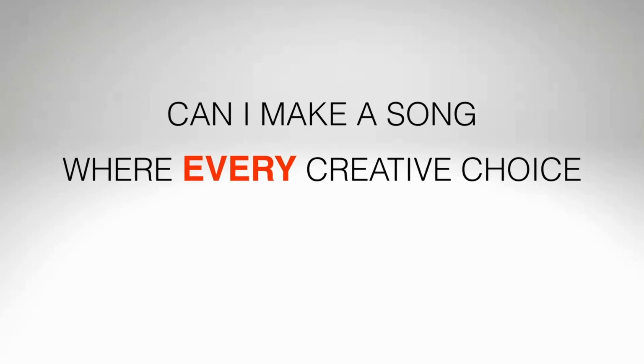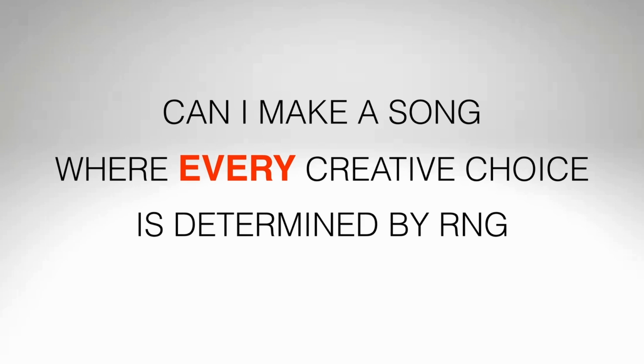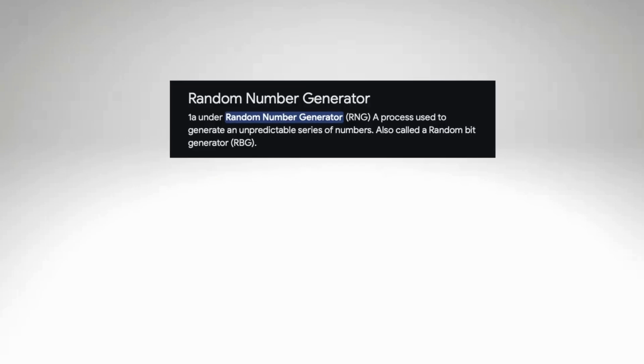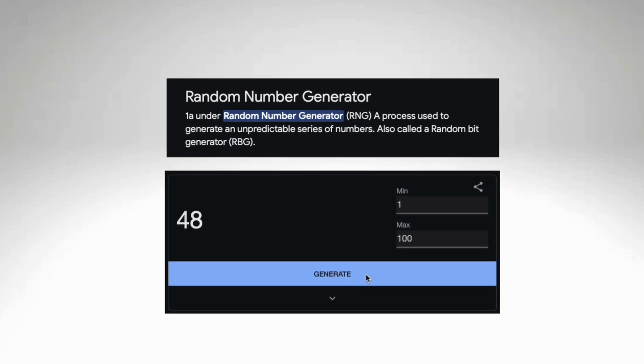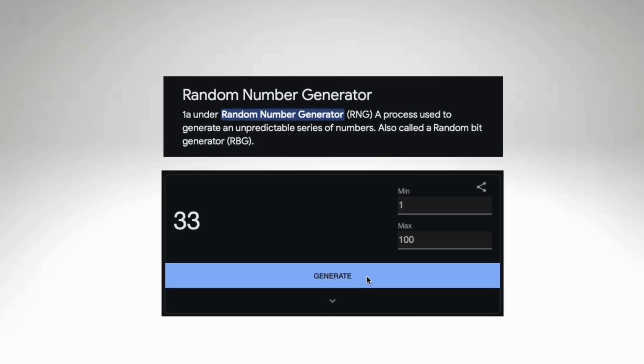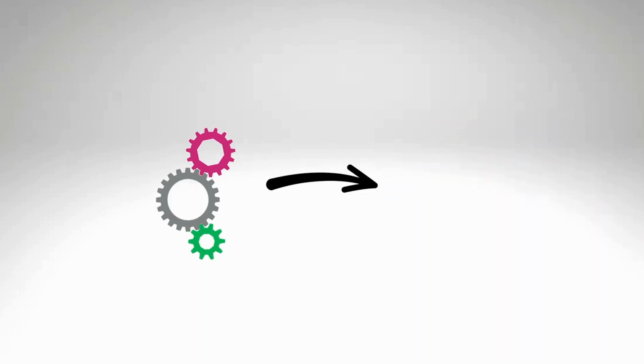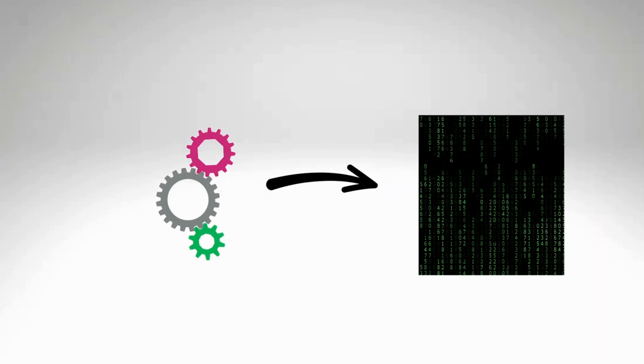Can I make a song where every creative choice is determined by RNG? I think? RNG stands for Random Number Generator, where a computer randomly picks a number between the minimum and maximum choices available. Think of it as rolling dice. For this to be possible, I have to break down every creative choice into a numerical chance.